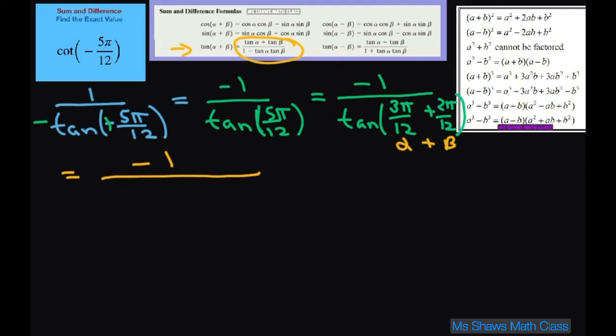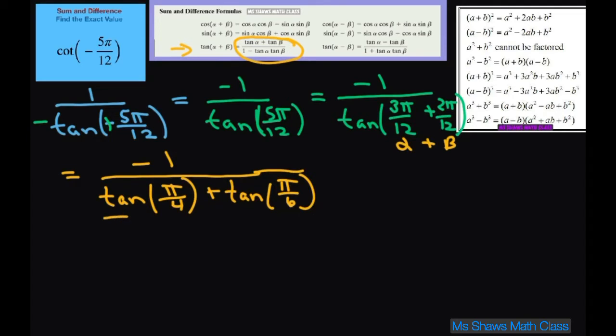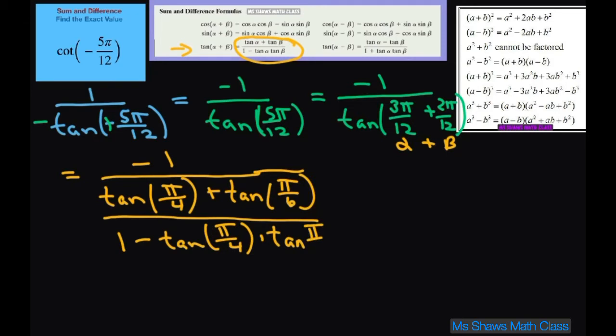So I'm going to write tan, and I'll reduce that. This is going to be pi divided by 4 plus tan of pi divided by 6, after you reduce this. And then we have to do 1 minus tan of pi divided by 4 times tan of pi divided by 6. Okay, so let's evaluate this. And we're going to get negative 1.